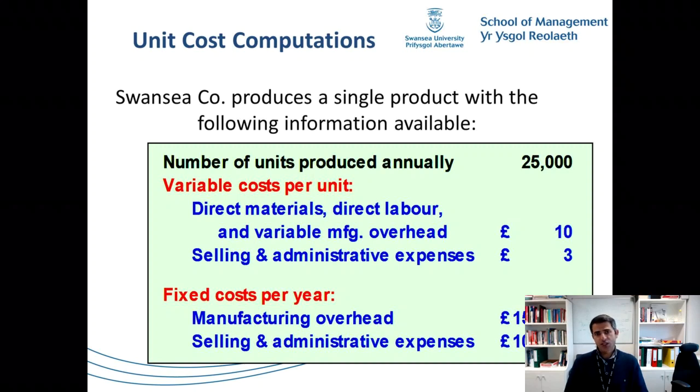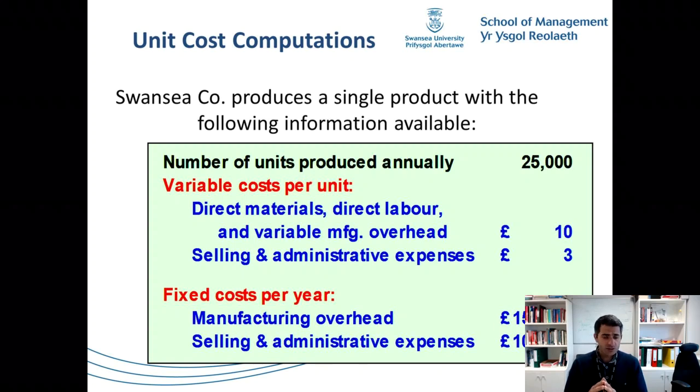In this example, Swansea Co. produces a single product with the following information. You need to remember these figures because we will use them across the lecture. The number of units produced annually is 25,000 units. We have the variable cost elements: direct material, direct labor, and variable manufacturing overhead equal £10 per unit. We have selling and admin expenses of £3 per unit. Remember this.